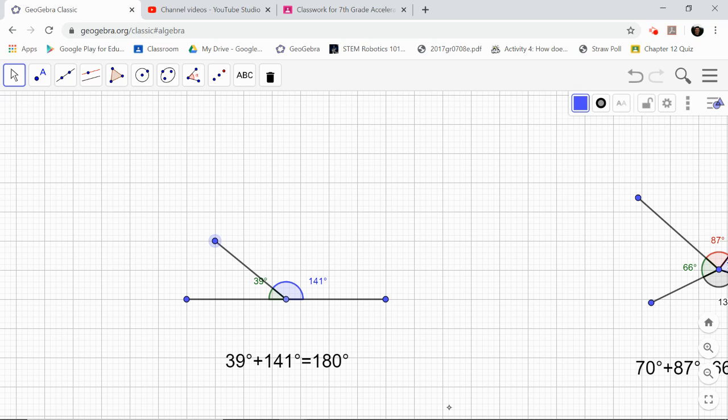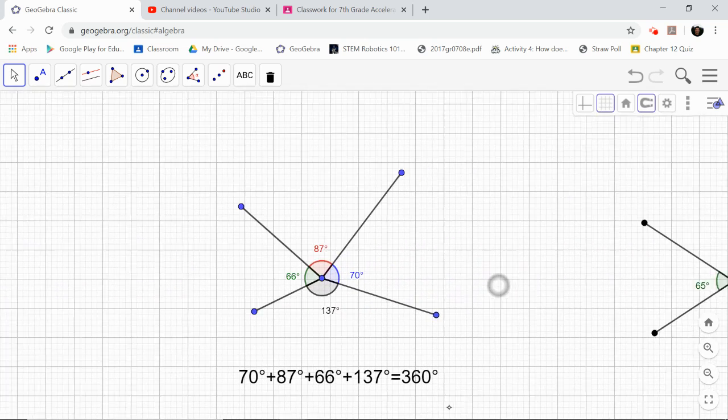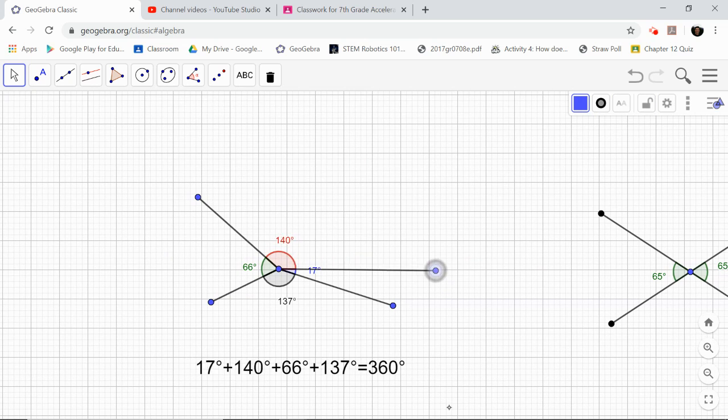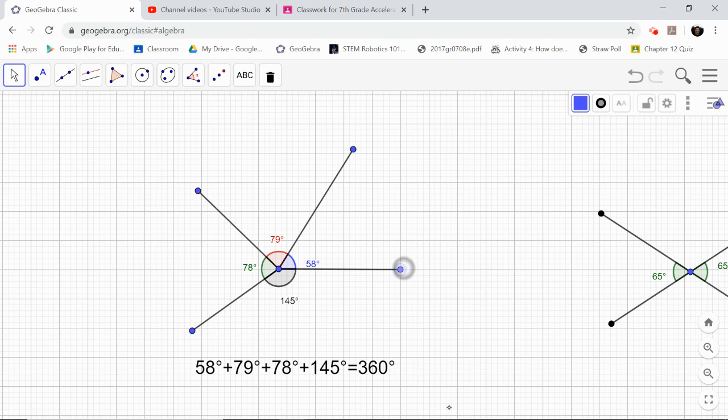The next thing that we have to recall from 7th grade material is that when you have angles surrounding a point, those four angles add together to make 360. I think GeoGebra might have some rounding issues, but these should add up. They will add up to equal 360.